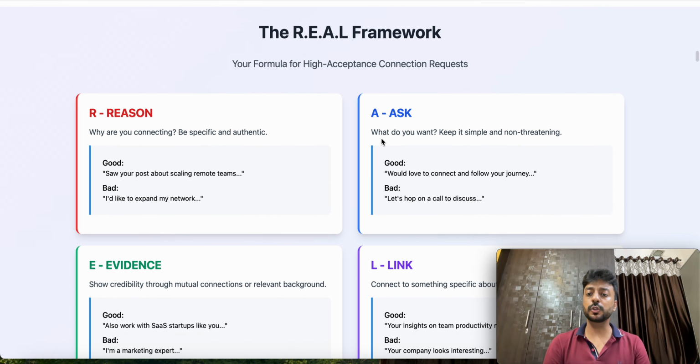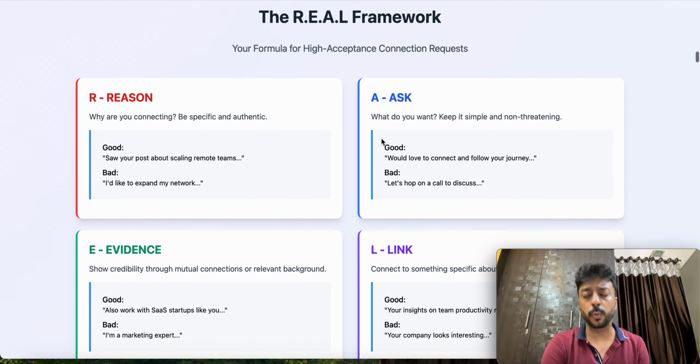So for this, you have to understand this REAL framework, where R stands for reason, A stands for ask, E stands for evidence, and L stands for link. Now reason: why do you want to connect with them? Be very specific, right? For example, I saw your post about scaling remote teams. So I actually did some research about what you are posting, and that is how I have a reason to connect with you.